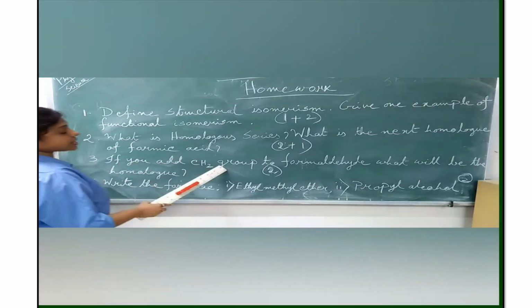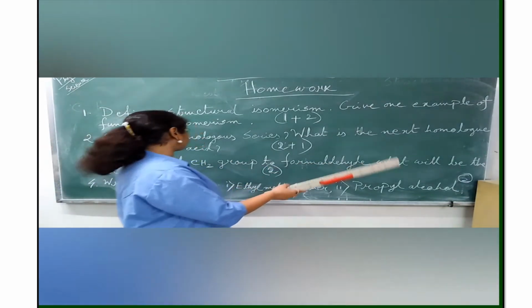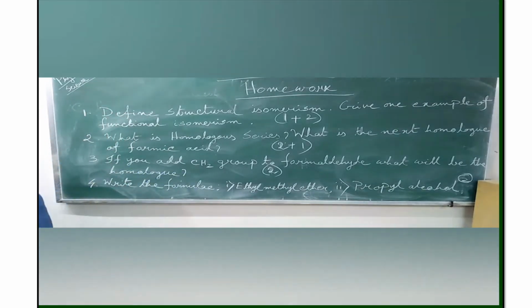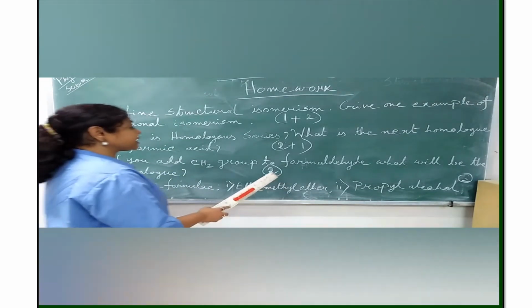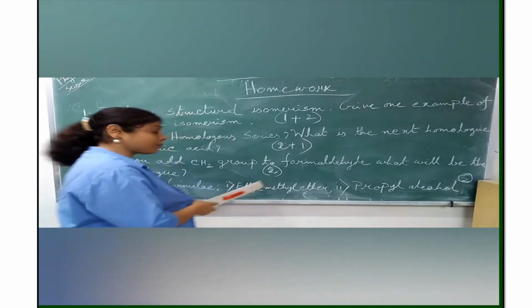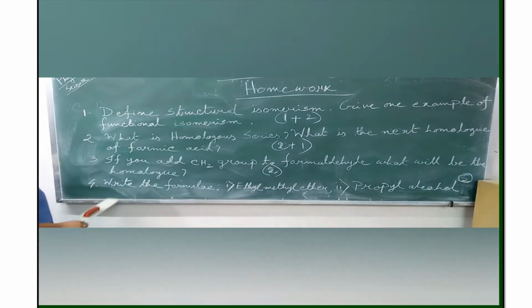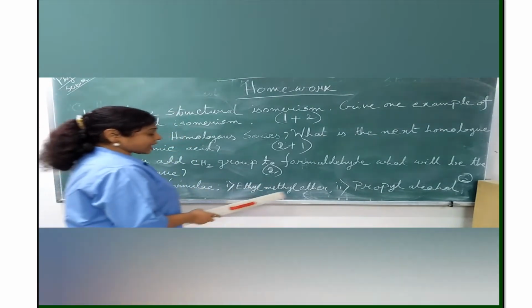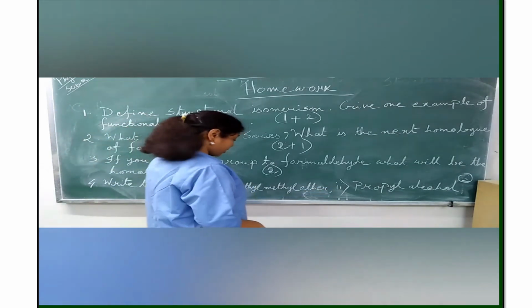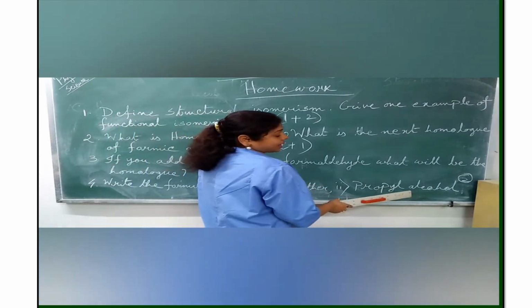If you add CH2 group to formaldehyde, what will be the formula? Here also name and formula both. Next, number 4, write the formulae. Ethyl methyl ether. Okay? And propyl alcohol.